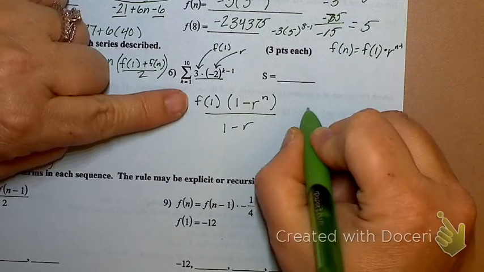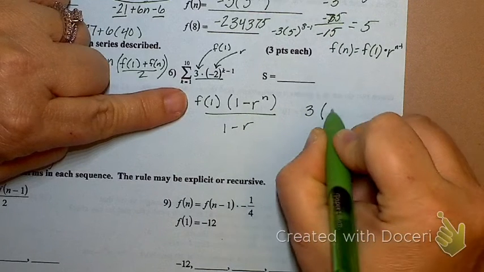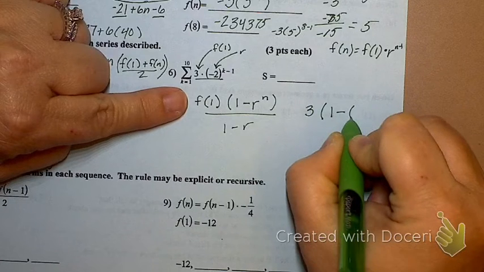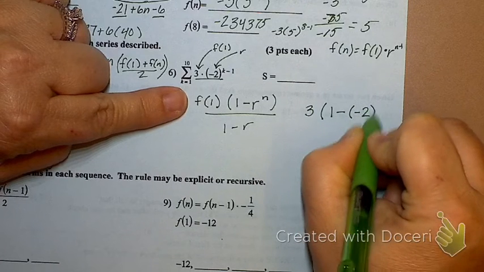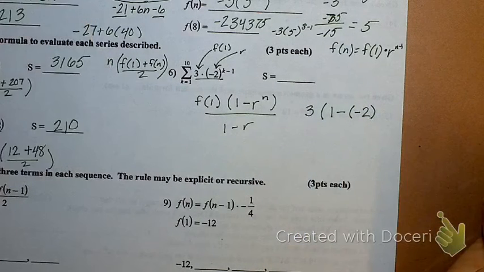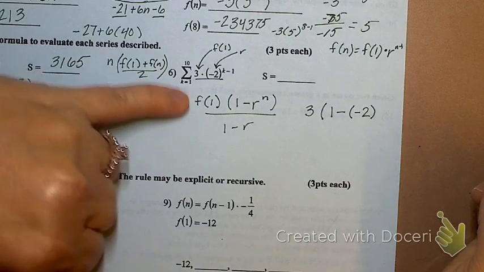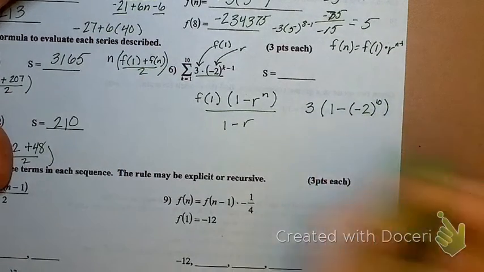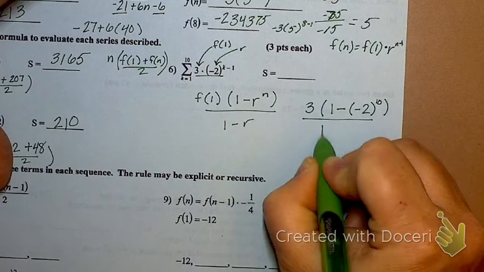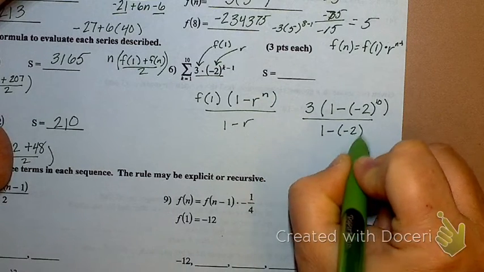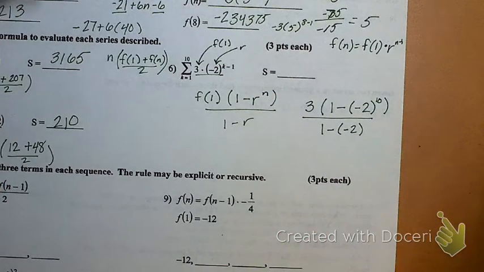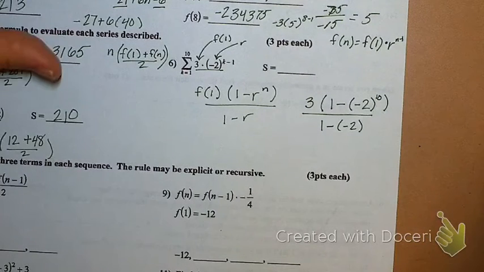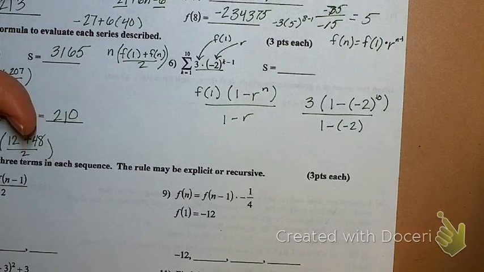So f of 1 is 3, and then 1 minus, careful with your parentheses, negative 2 to the what? What is my n value here? 10. I'm going from 1 to 10. That means I have 10 terms, right? Over 1 minus negative 2. You with me so far? Mm-hmm.